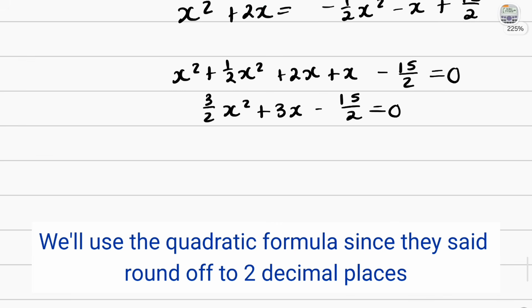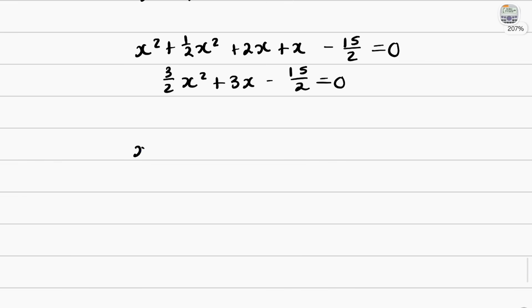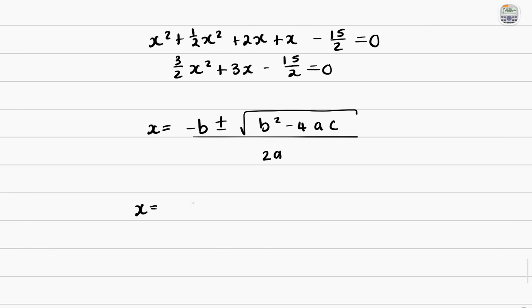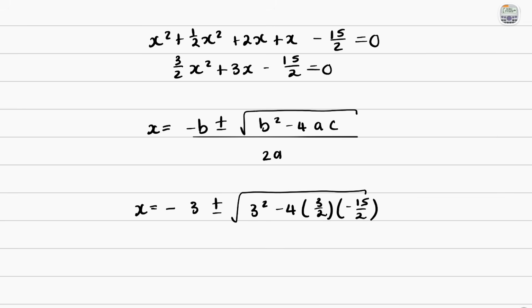Okay, you could use the quadratic formula to find this. So x is equal to, and I'll put down the quadratic formula, negative b, and the b value is 3. So plus minus the square root of 3 squared, so just 3 squared minus 4 times a, which is 3 over 2, times c, which is negative 15 over 2, and then all over 2a. So 2 times 3 over 2.